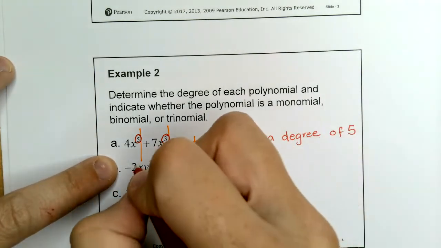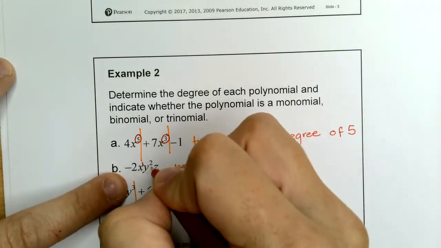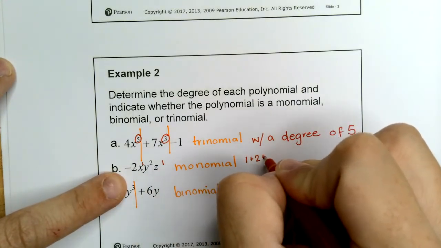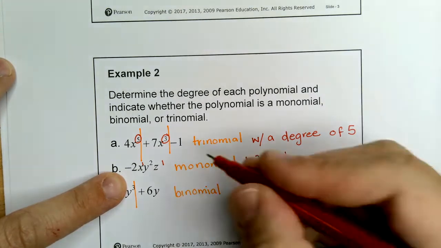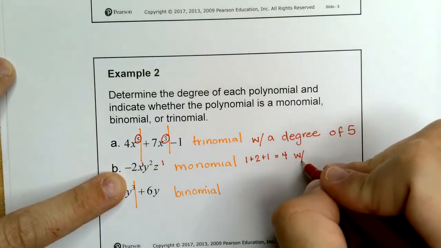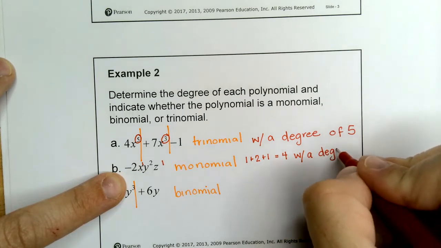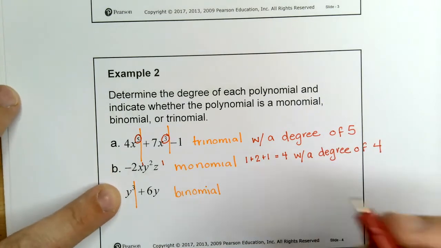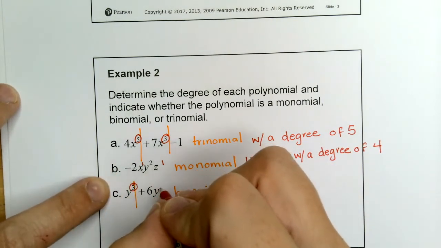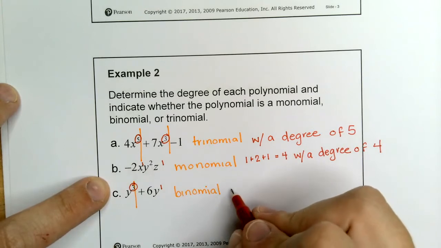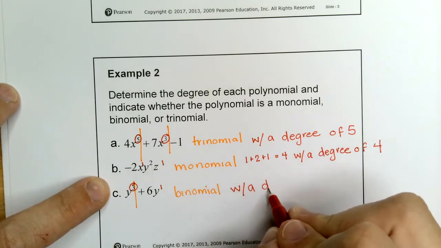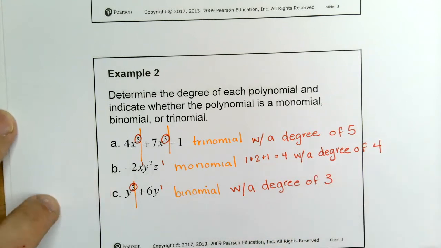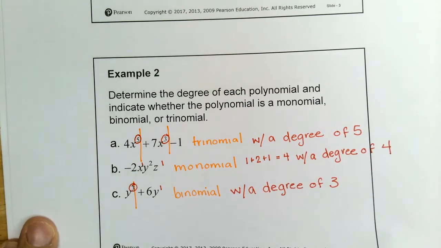Monomial, let's count these up. So we have x to the 1, y squared, z to the 1. So we add up 1 plus 2 plus 1 is 4. So we say monomial with a degree of 4. This binomial, y has a 3, this y has a 1. So this is a binomial with a degree of 3, or binomial to the 3rd degree.